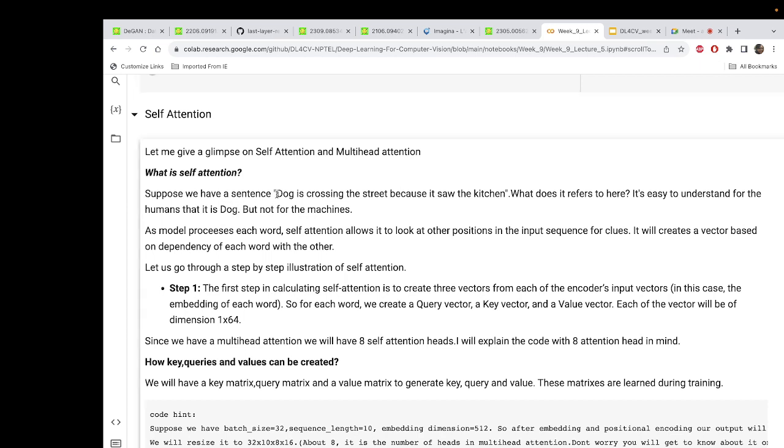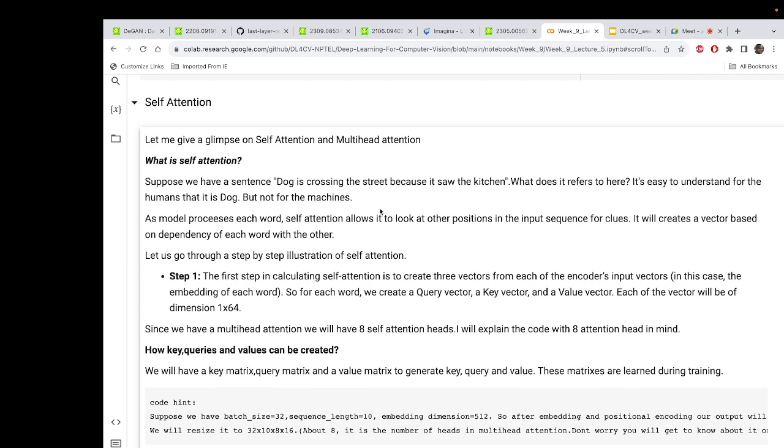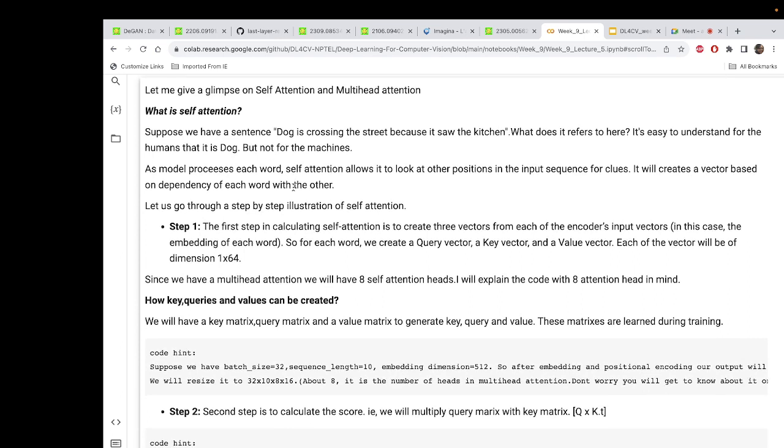So we have a sentence like this: the dog is crossing the street because it saw the kitchen. Now the question here, and also where RNNs fail, is what does this "it" mean, what is it referring to? We know that it is referring to dog, but RNNs, because they forget everything, it is so much distance away from dog, so very naturally it will forget the word dog by the time it reaches it. So this is what we are trying to avoid in the attention process.